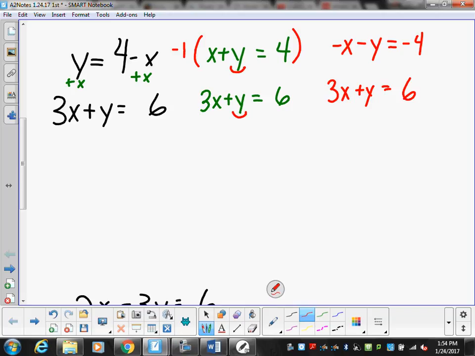Okay. All right. So now in the equations that are in red, we can just add those now. So negative 1x plus 3x is 2x. Negative y plus y is 0, and then negative 4 plus 6 is 2. So divide both sides by 2 and you get x equals 1.